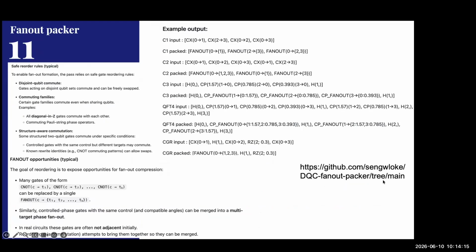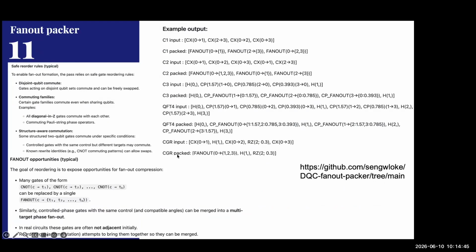And there's a bit of software called fan-out packer that packs CNOT gates into fan-out. And there are certain heuristics or rules that you can use in order to do this. Basically, if it analyzes a quantum circuit and finds any part where there's a sequence of CNOT gates, you can collapse it into one fan-out operation, right? And sometimes you may need to do a bit of gate reordering.